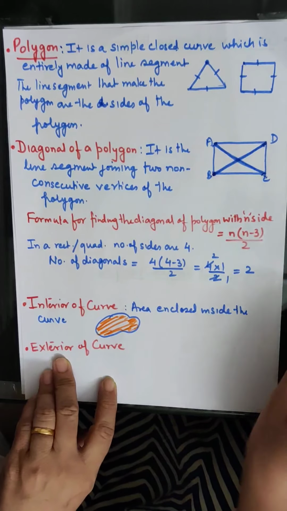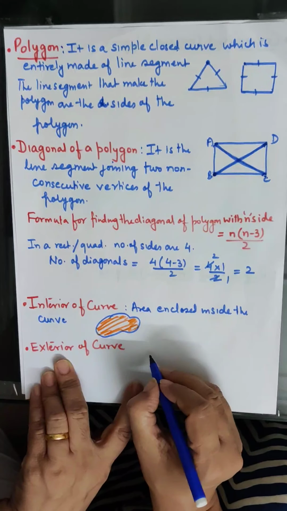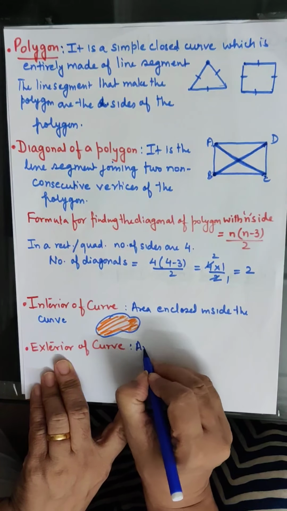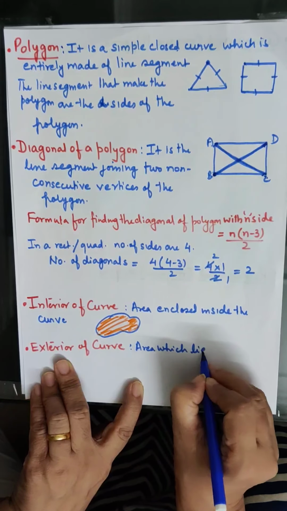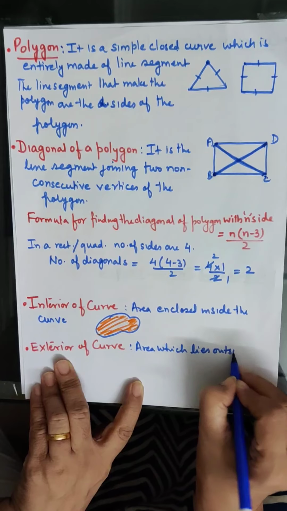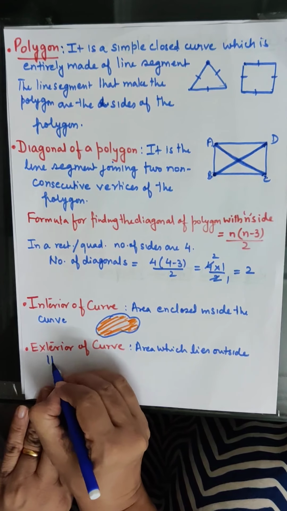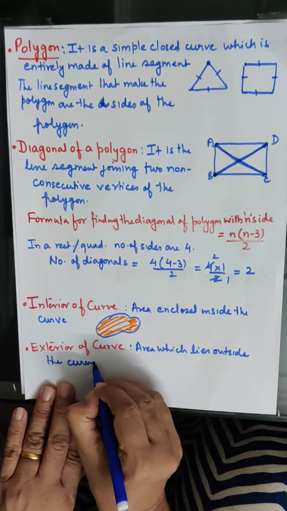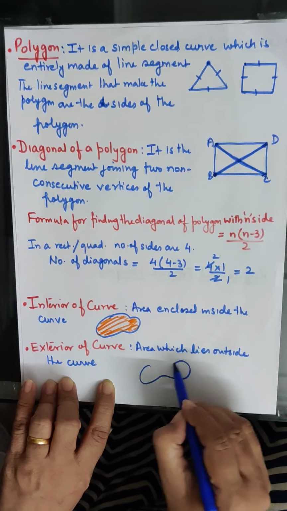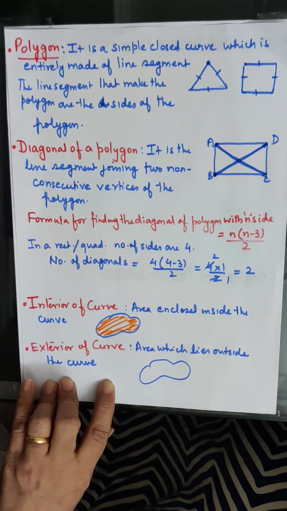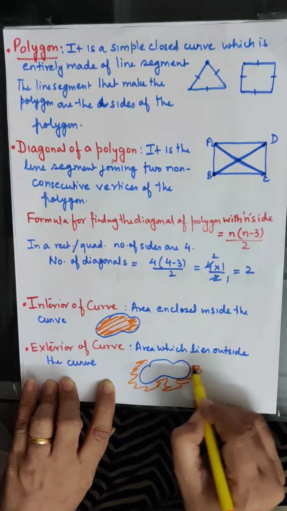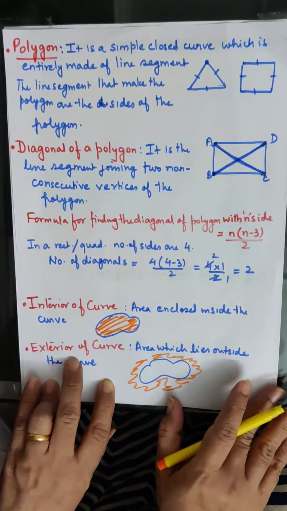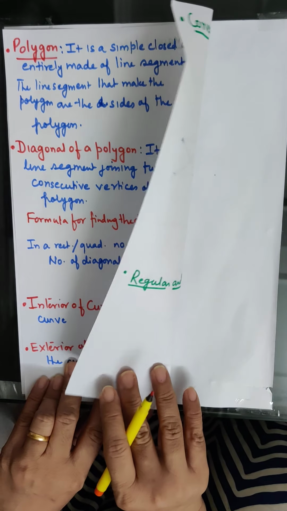ठीक है. तो एक्सटीरियर क्या हो गया? Area which lies outside the curve, that is called the exterior of the curve. ऐसे ही मान लो ये हो गया हमारा कर्व, और ये जो एरिया है बाहर में जितना भी ये सब कुछ है, this is called the exterior of the curve.